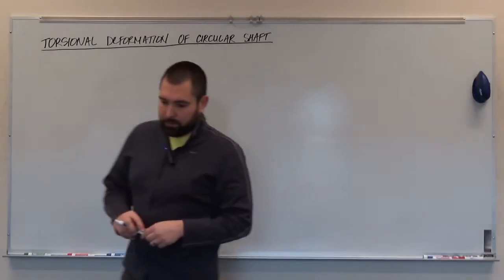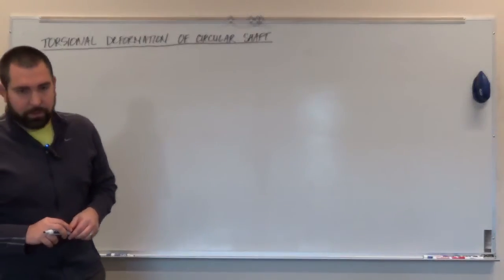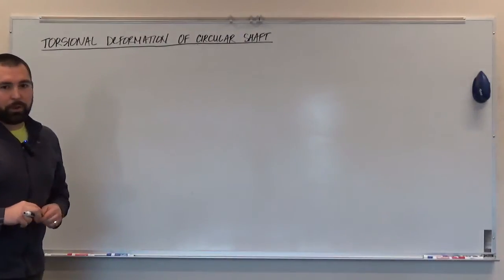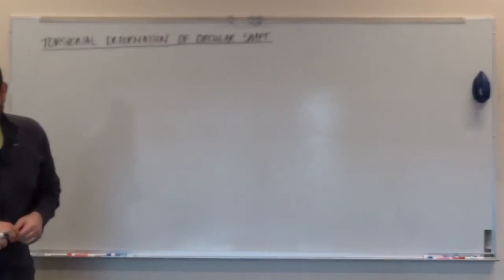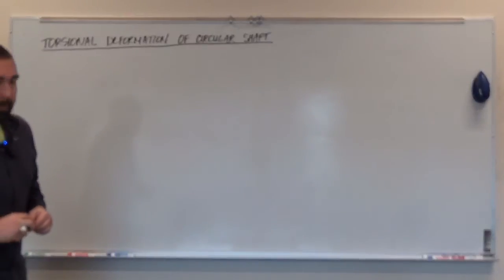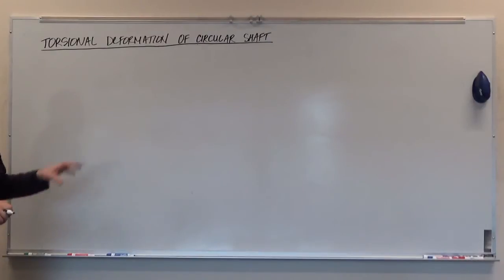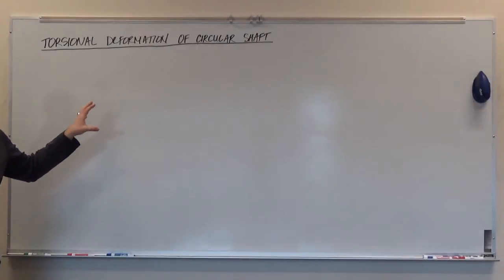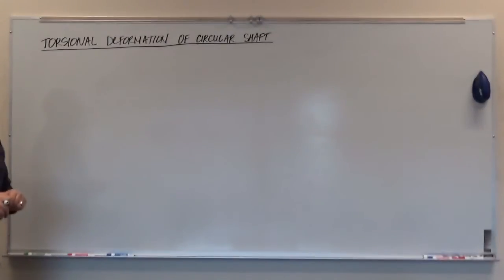So we're going to talk about the torsional deformation of a circular shaft. We went through this pretty quickly in lecture last week, and so I wanted to give you the full derivation of how we go from looking at the change of angle of twist of a shaft and then relating that to what the shear strain is going to be in the shaft itself.